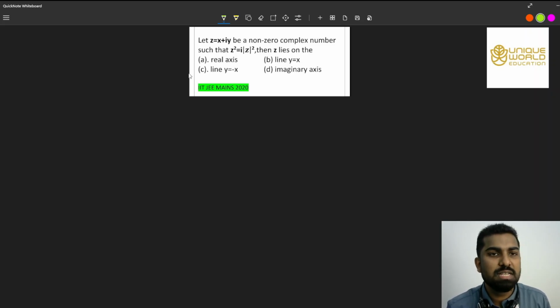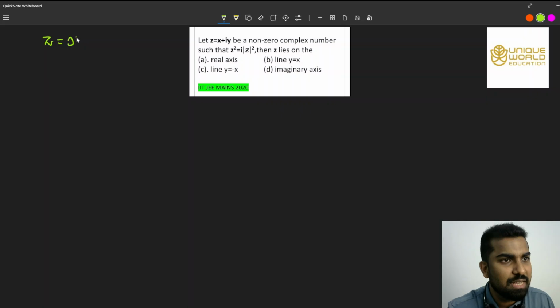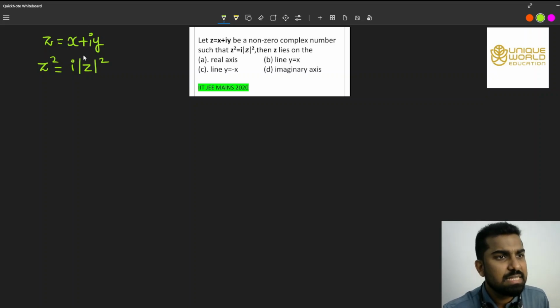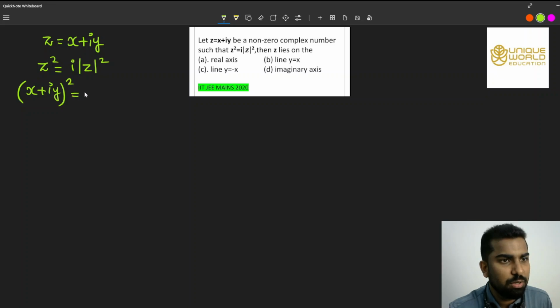Same concept that I told, that we applied in the last question, we can apply here as well. Here they have given z equal to x plus iy, no need to take it also. z equal to x plus iy is a non-zero complex number such that z square equal to i times magnitude of z square. Fine. z is a complex number, so z square means (x plus iy) whole square, that will be equal to i into the modulus of the complex number. Last question also we did the same.